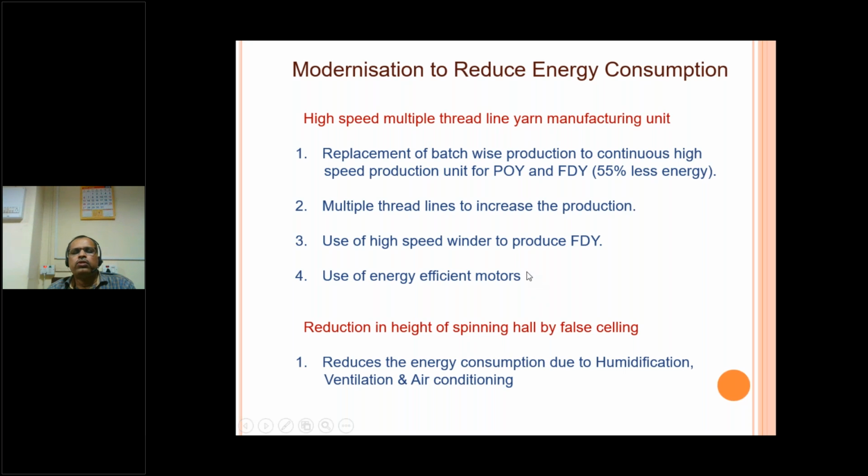Use of energy efficient motors. Then another is the motors. They should be energy efficient to reduce the energy consumption during melt spinning. Then reduction in the height of the spinning hall by false ceiling. The height of the spinning hall can be reduced by the false ceiling, and this also reduces the energy consumption due to humidification, ventilation and air conditioning.